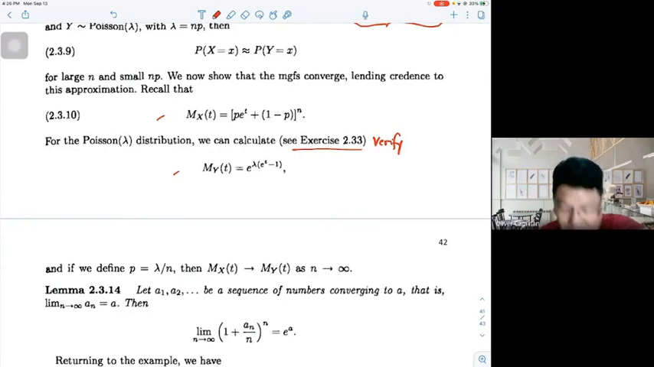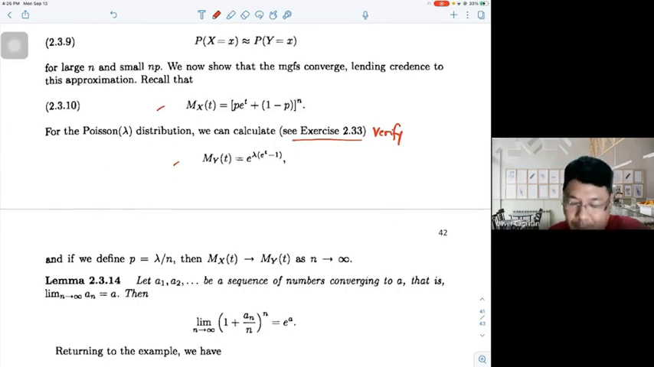Okay, so if we define p here to be equal to lambda over n, since we know that lambda here is equal to np. We take our parameter lambda to be equal to the mean of our random variable x. So p is equal to lambda over n, then the moment generating function, ito yun, verify natin. The moment generating function of the random variable x evaluated at t will approach the moment generating function of y evaluated at t as n approaches positive infinity.